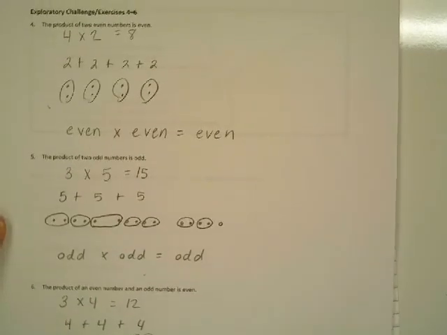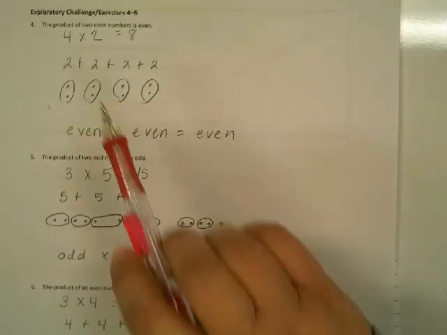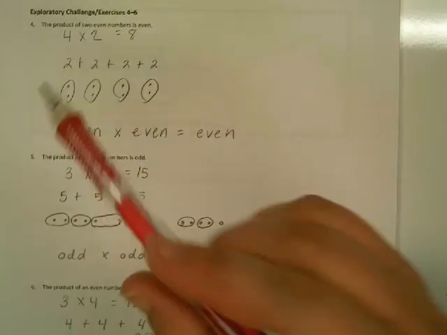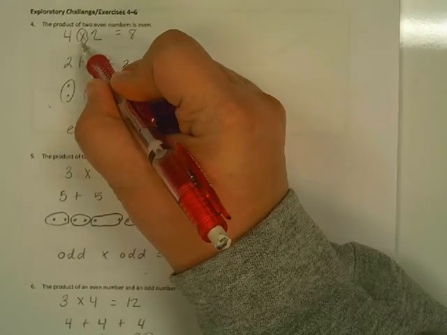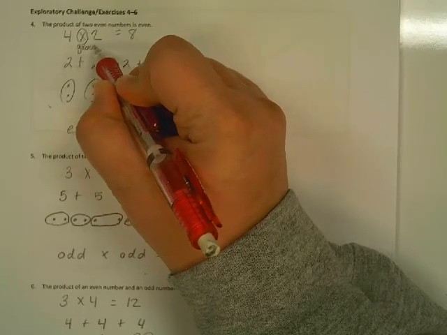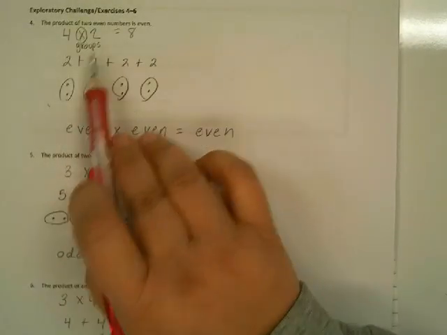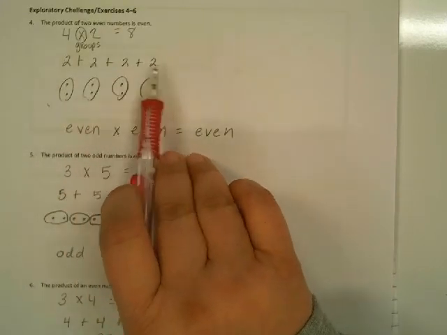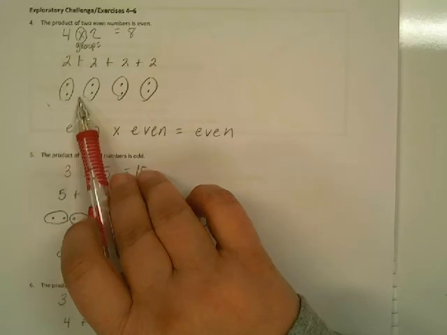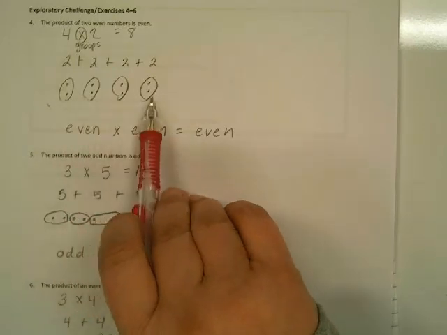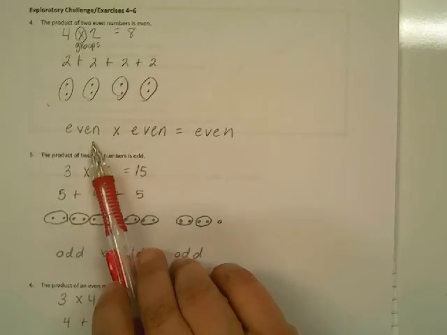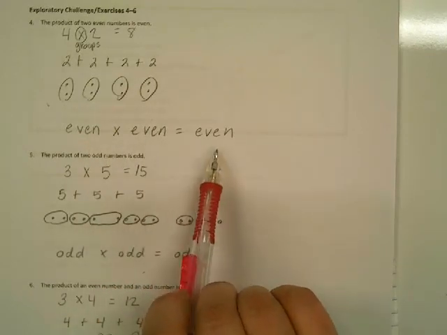So your examples might not match my examples, and that's okay. You can still check your work. So the example I did was 4 times 2. And remember that this multiplication symbol means groups. So 4 groups of 2 is the same as saying 2 plus 2 plus 2 plus 2. So I made 2 dots, 2 dots, 2 dots, 2 dots. And when I grouped them together, there was nothing left over. So I discovered that even times even equals even.